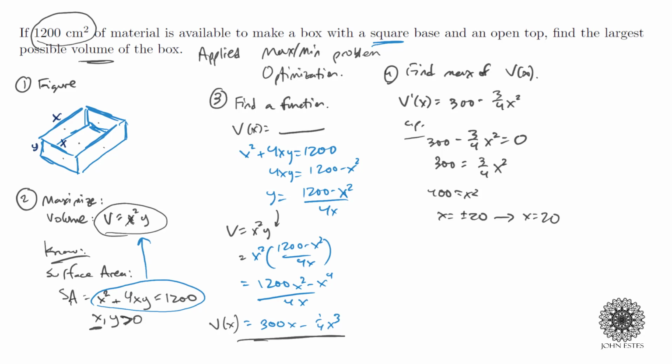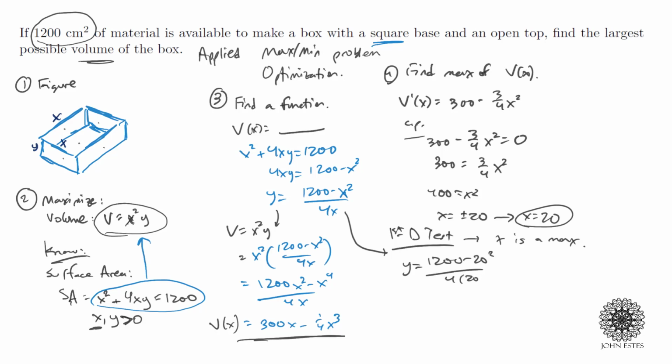Now, you could test either first or second derivative test. So I'll say first derivative test. And if you apply the first derivative test, we find that x is a maximum of this volume function. So x gives me a maximum. All right, so that's exactly what I wanted. And y then would be, well, what is y? Oh yeah, right there. 1200 minus 20 squared over 4 times 20. You'll end up with 800 over 80, or 10. So y is 10, x is 20.